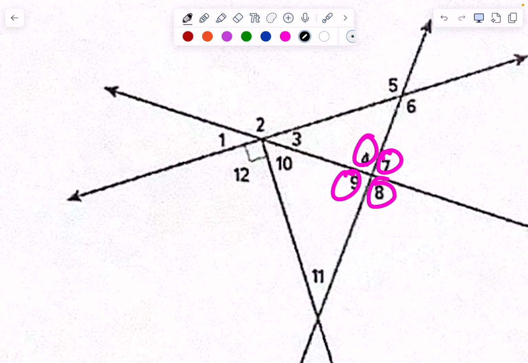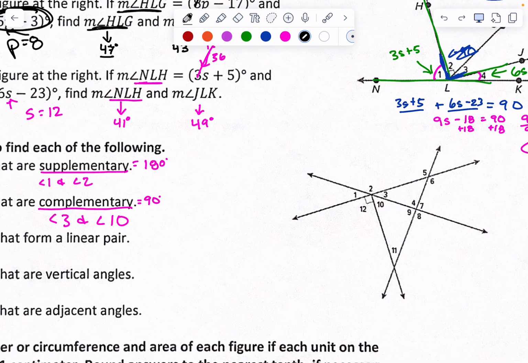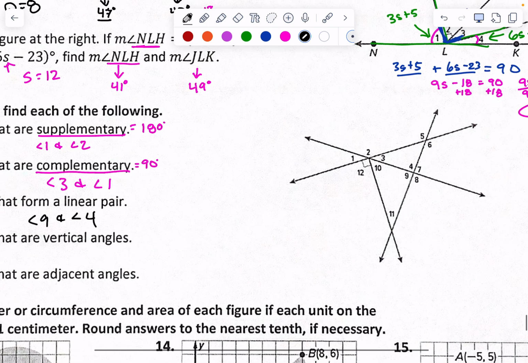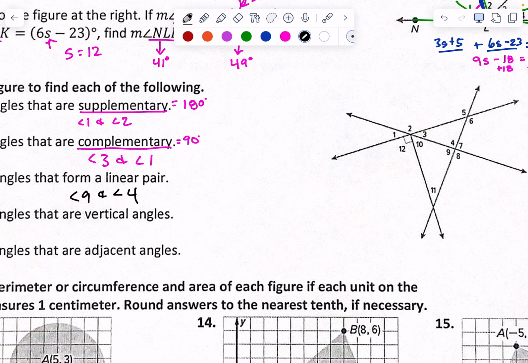Okay, so what do you want to put? 9 and 4? Sure. Angle 9 and angle 4. 7 and 8 would work. 1 and 2 would work. 2 and 3 would work. 4 and 7 would work. 9 and 8 would work.